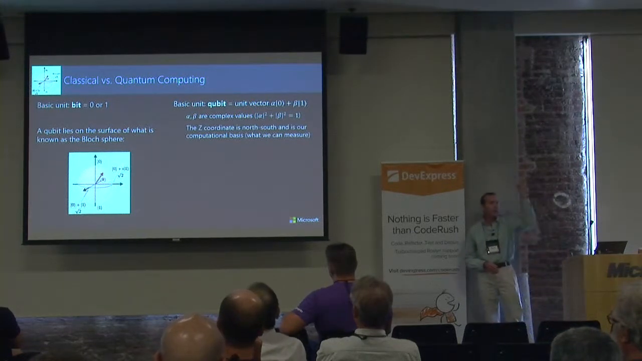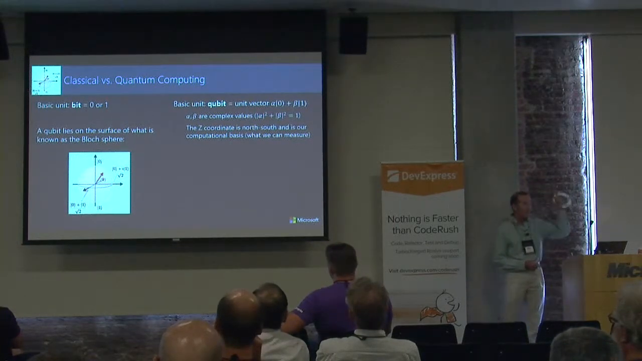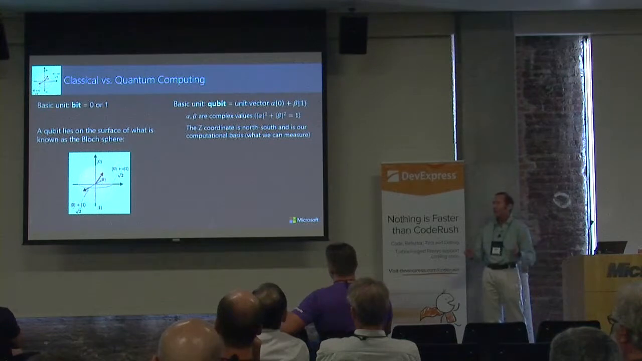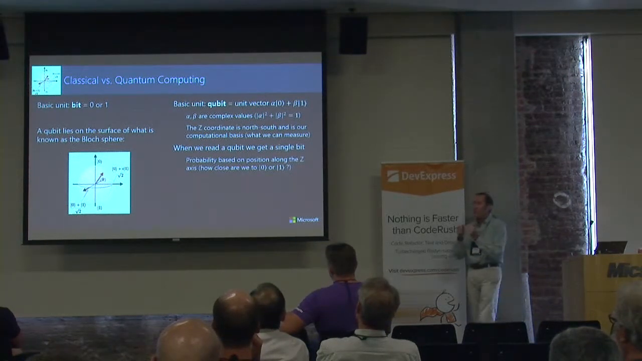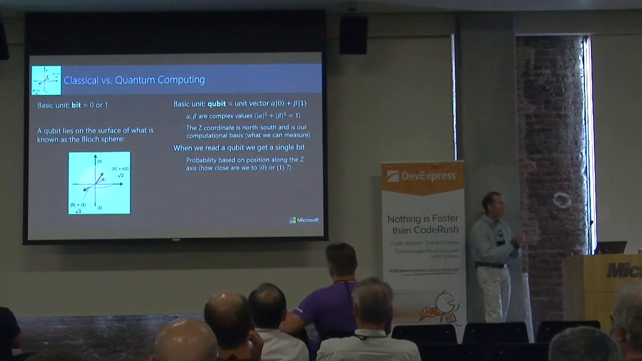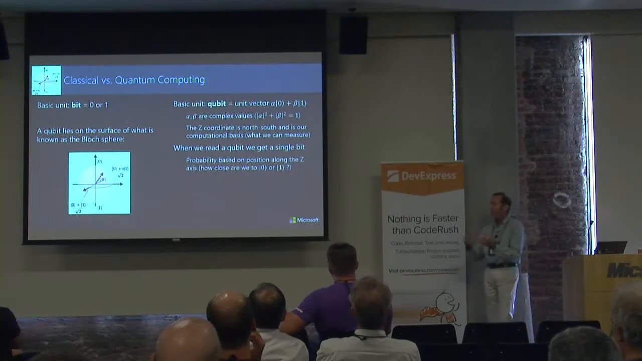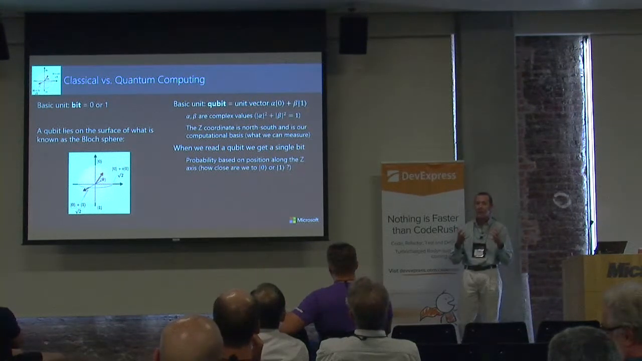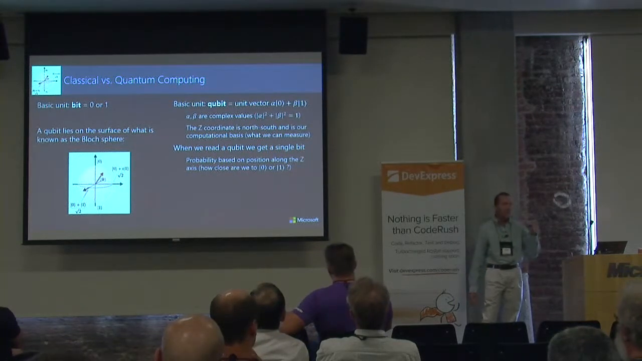We're going to arbitrarily define the z-coordinate as our computational basis. So north is 0, south is 1. It's just a definition. When you read out a qubit, when you look at it physically and say, what are you? You're only going to get a 0 or 1. So you can't get the richness of that sphere back out. You can compute with it. You can set it up. You can do lots of work with it. But at the very end of the day, all you get back is a 0 or a 1. And that's a major limitation.